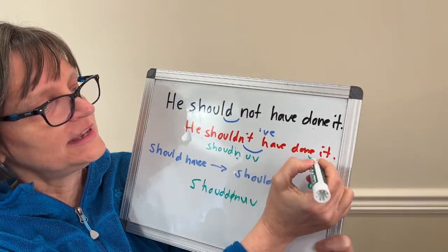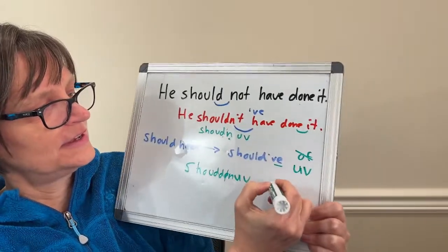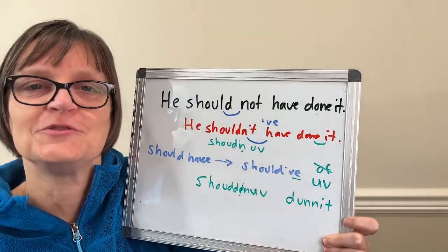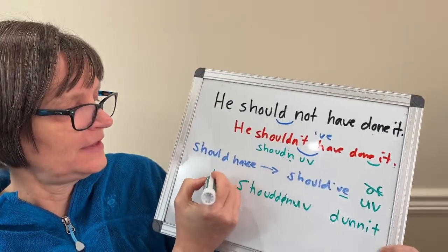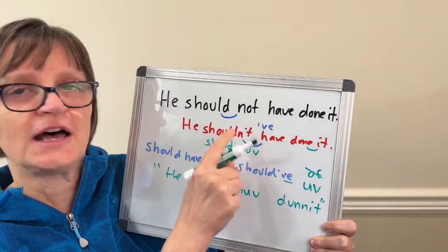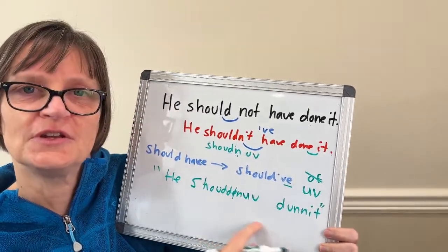Then we tend to link done and it together as well. I'll rewrite that as done it. So no break between done and it. And then our he. So we go from he should not have done it, if I'm saying that word by word, to he shouldn't have done it.